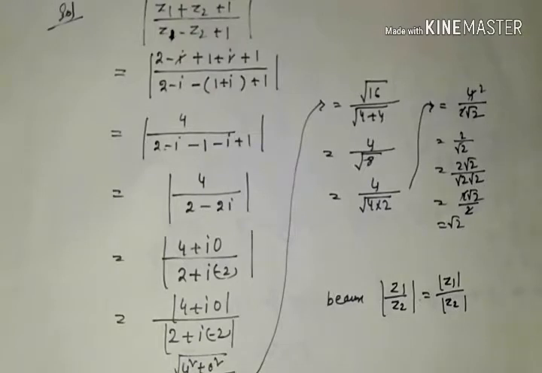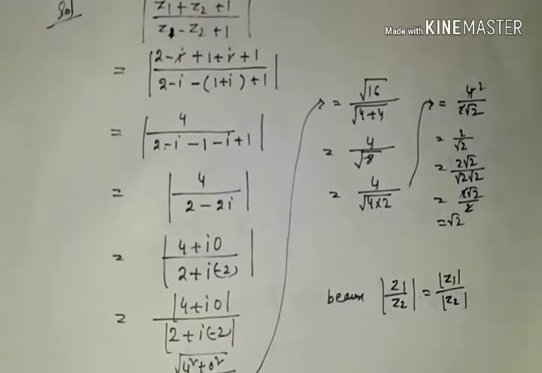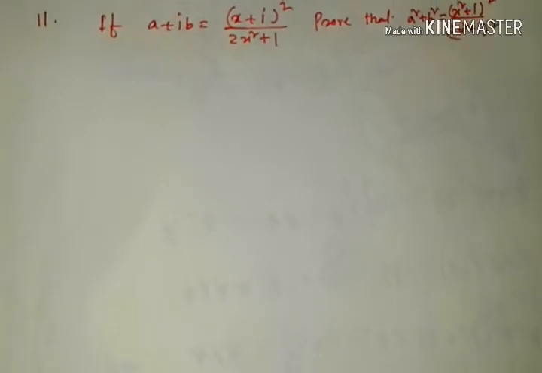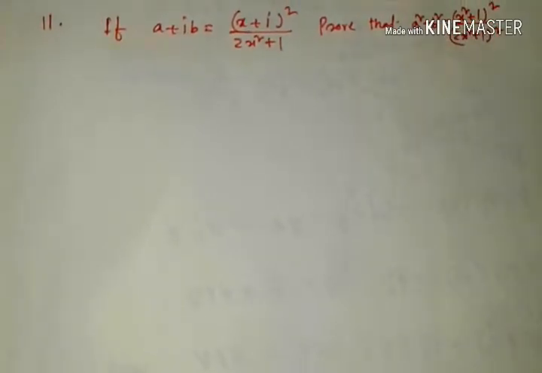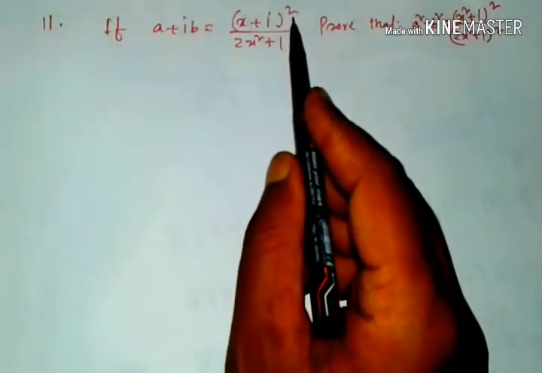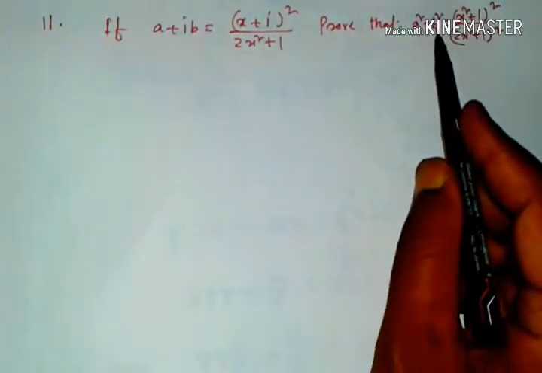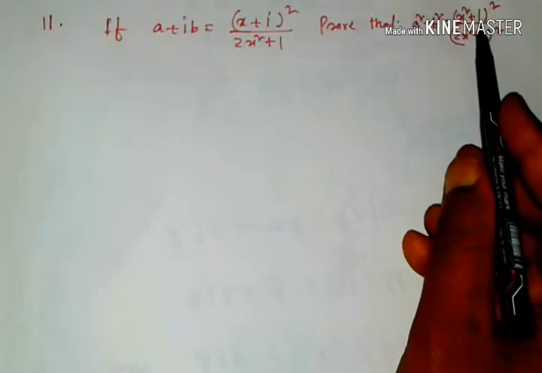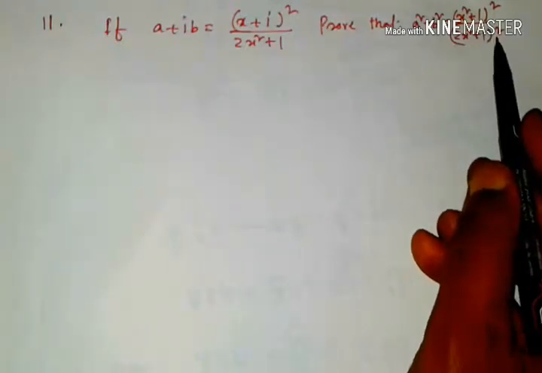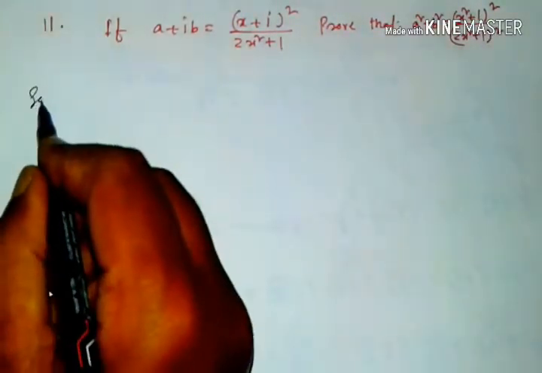This is the next problem. If a plus ib is equal to (x plus i) whole square by (2x square plus 1), prove that a square plus b square is equal to (x square plus 1) whole square by (2x square plus 1) whole square. Solution.